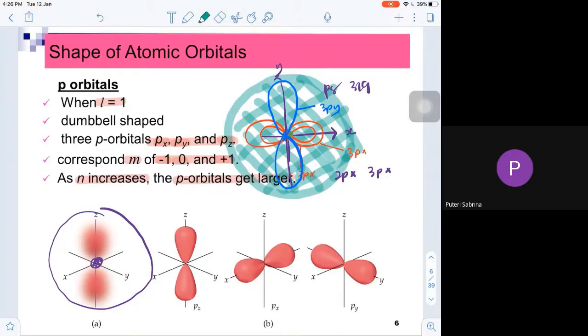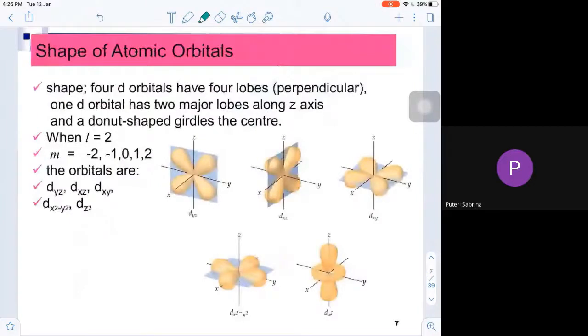Now let's look at the third type of the orbital, the d orbital. We start with s orbital, which is spherical, and then p orbital with 2 lobes, and then d orbital when we have 4 lobes. There are 4 lobes for most d orbitals, and another d orbital has only 2 lobes along the z-axis, with a donut shaped girdle at the center.